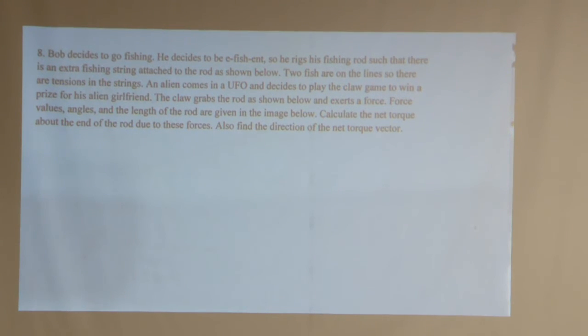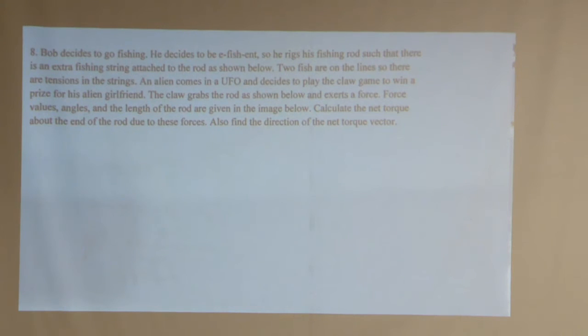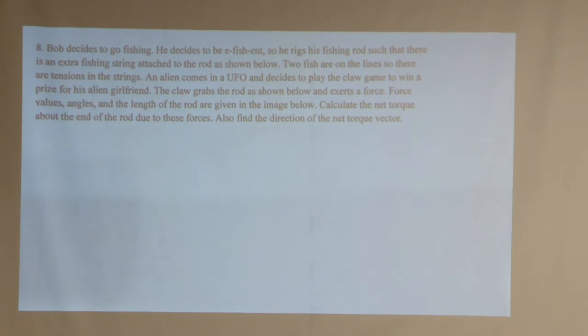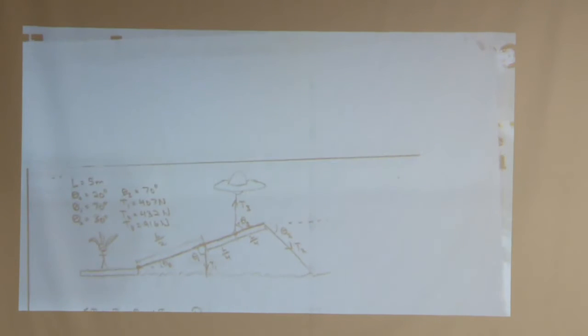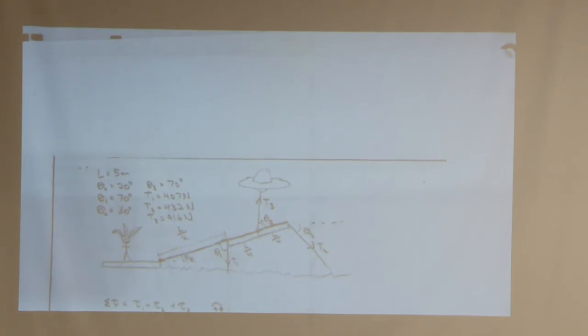Basically everything is given, and we want to calculate the net torque about the end of the rod due to these forces. And then we also want to find the direction of the torque vector. All right? So again, this doesn't make sense until you see the problem. So this is what we're looking at here.